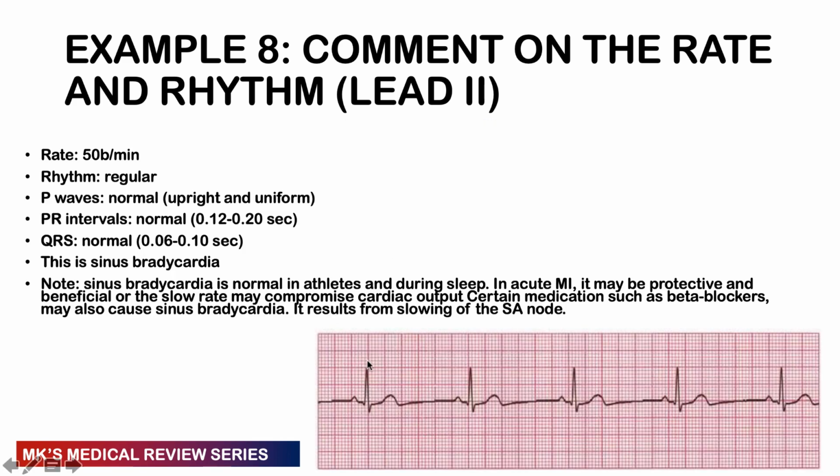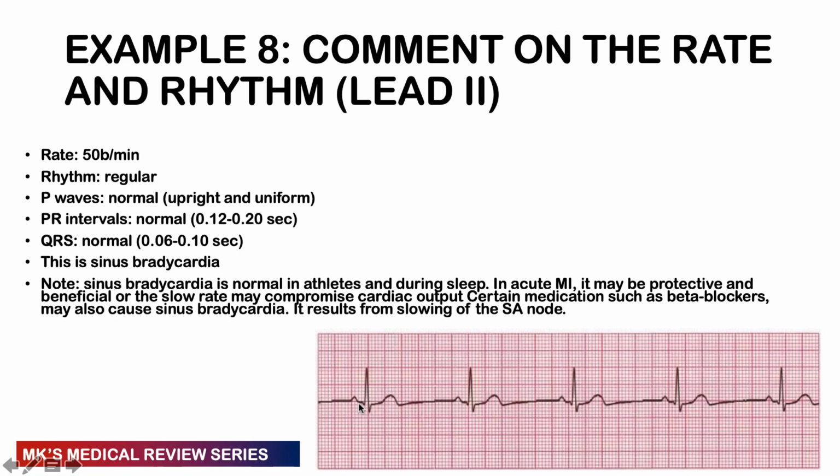So as you can see here, there are about 6 boxes. 1, 2, 3, 4, 5, 6 big boxes. So 300 divided by 6 gives us 50. So already you can tell that these are wide apart from each other. So there's some sort of bradycardia that you can see here. We can see that the P waves are present. They're about 2 small boxes wide.